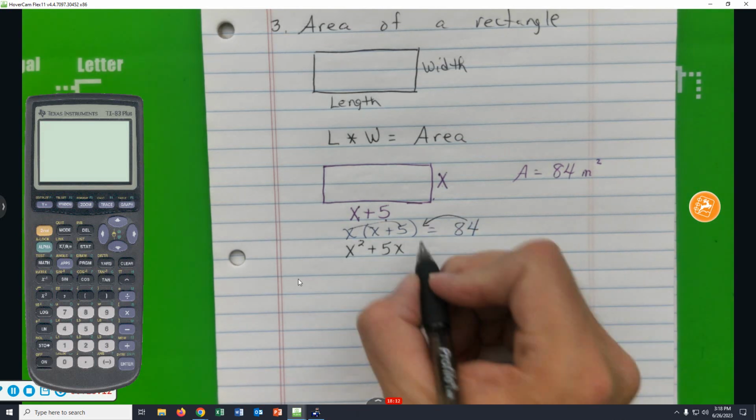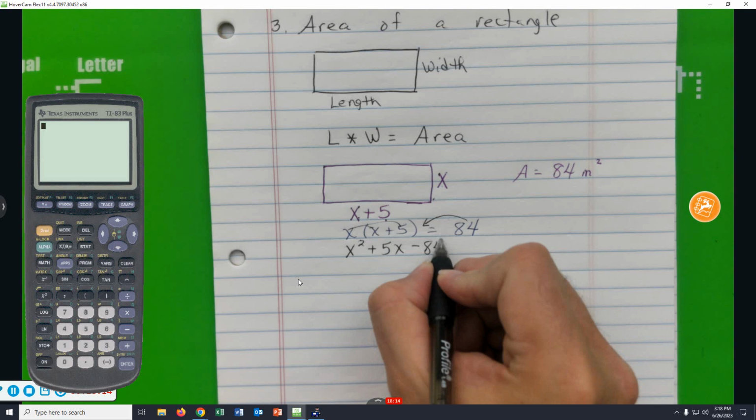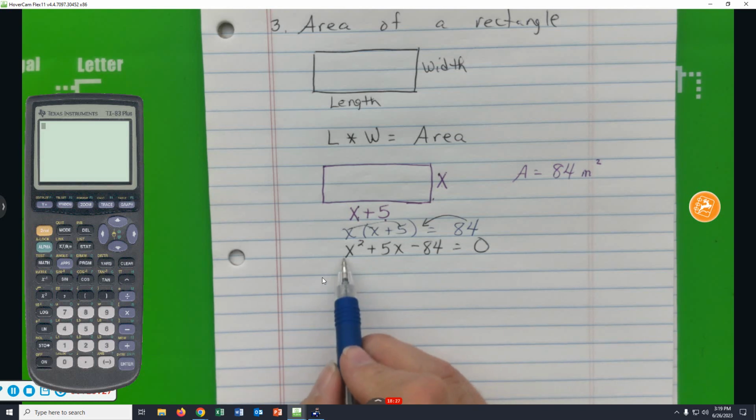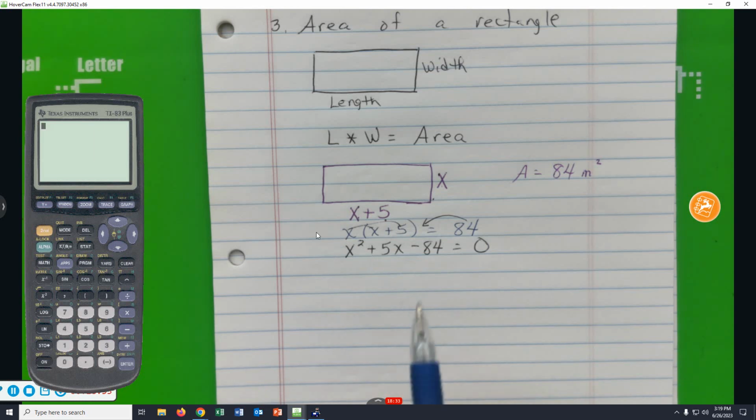Because whether you're going to solve it by factoring or the quadratic formula, you need 0 on one side, and we want a positive leading coefficient on the other side. And this one has a positive leading coefficient. What is that positive leading coefficient? Yes, it's a positive 1. It's a simple trinomial. Shouldn't be too bad to factor.